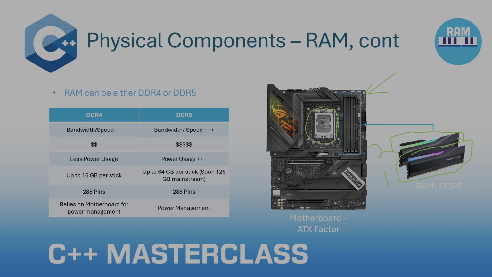288 pins. What that means is, right here on the random access memory, when you plug it in, that's how many pins are going to be at the bottom of the random access memory. And it has its own power management. DDR4 has a lower bandwidth and speed. It is way cheaper, uses less power, only up to 16 gigabytes per stick, same pin, and relies on the motherboard for power management.